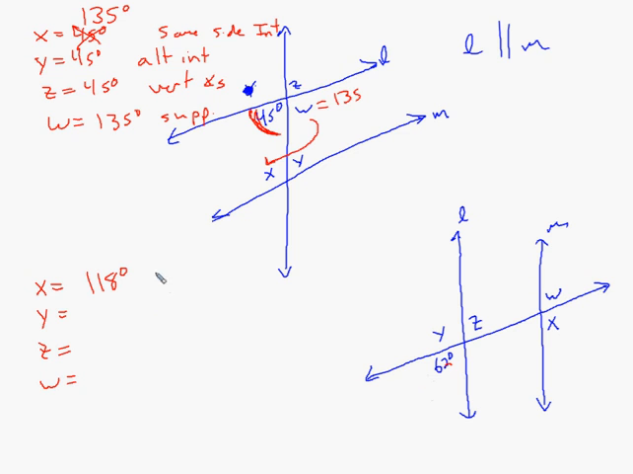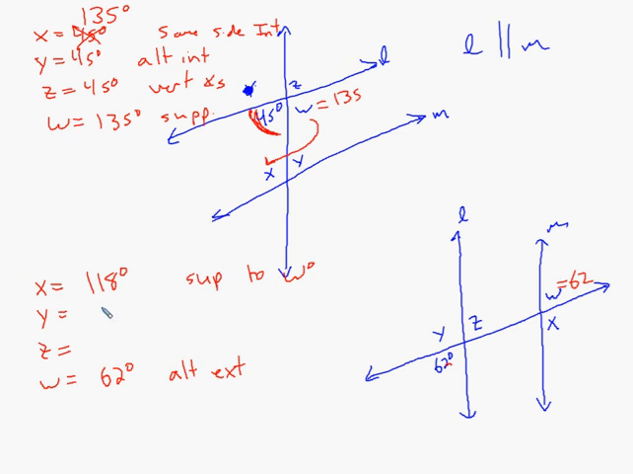Yes. Okay, so we have to get W first. What is W? W is 62, and the reason is because it's alternate exterior. Now, because we have W is 62, we could say X is supplementary to W.